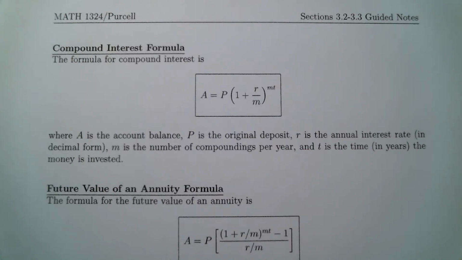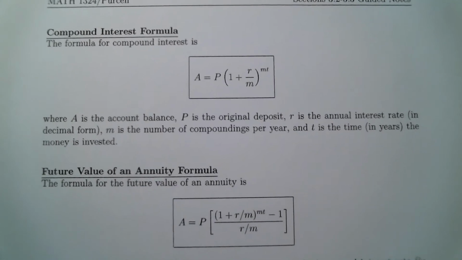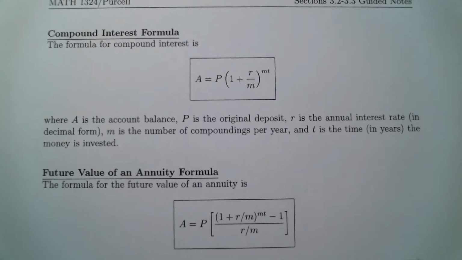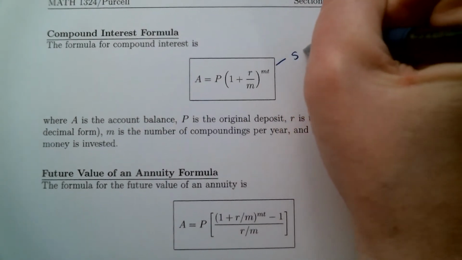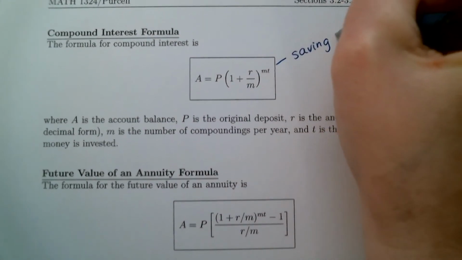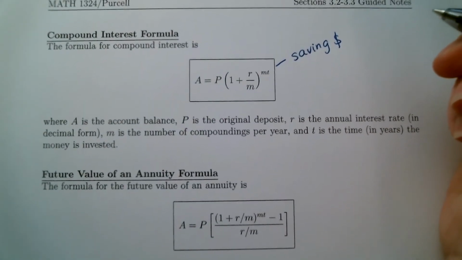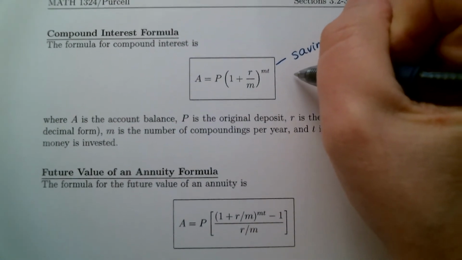Okay, so I am on page 5 of the sections 3.2 and 3.3 notes. At the top of the page is the compound interest formula: A equals P times (1 plus R over M) to the MT power. Again, you're going to use this when you're saving money, and it is a one-time deposit.